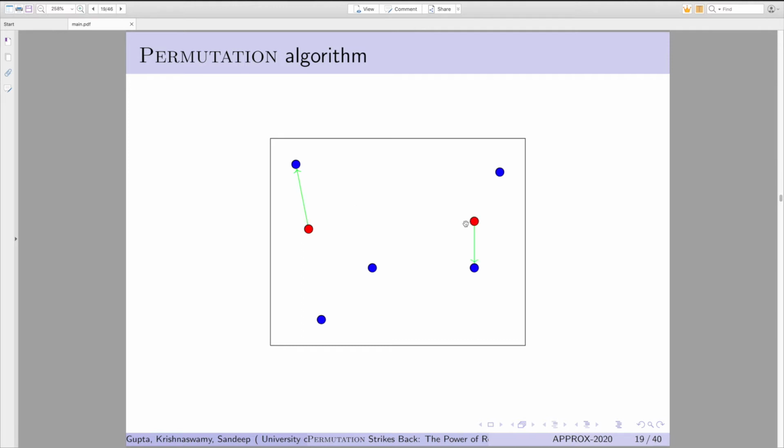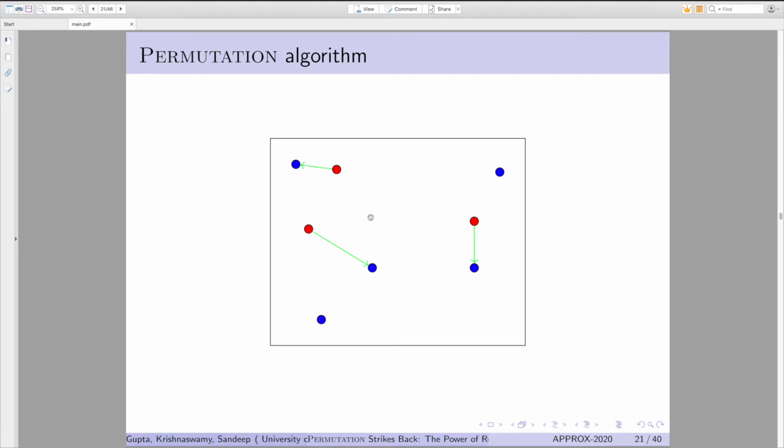And now a new client arrives here. We compute the optimal offline matching with these two servers, these two clients, sorry. And the matching is this. And note that this is the new server that is added. And so we just match the new client with this. Okay, so far so good.